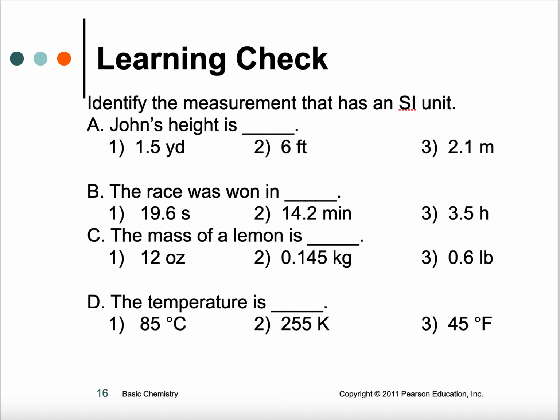The mass of the limit is ounces, kilograms, or pounds. It would be in kilograms. And the temperature is going to be in Kelvin. Kelvin is the accepted value if you're going to write a paper. So, nice, easy lesson. I hope you got it really fast.